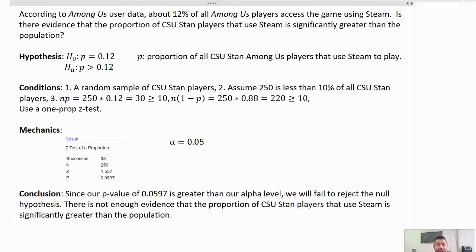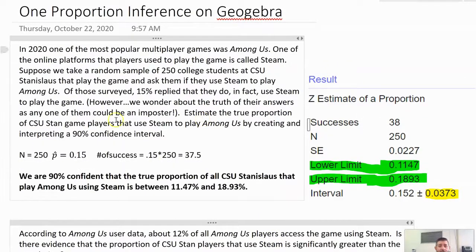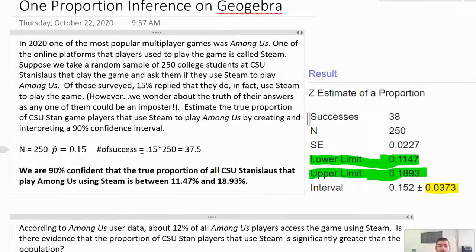So we're going to write that out. There is not enough evidence that the proportion of CSU stand players that use Steam is significantly greater than the population, which was 12%. All right? So this would be our conclusion. Bam. That's it. That is all there is to it. So there's an entire hypothesis test and a confidence interval using GeoGebra.